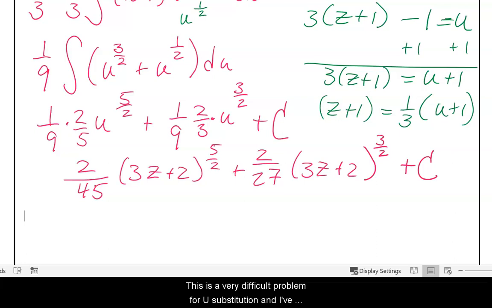This is a very difficult problem for U substitution, and I've seen Calculus 2 students scratching their heads over it. If you struggle with this one, don't worry. Now that you've seen it once, you may be able to come up with it again after some struggle and trying again and again.